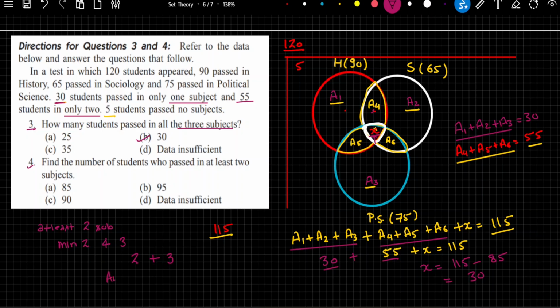So A4, A5 and A6. These 3 areas represent students who passed in exactly 2 subjects. And then students who passed in all the 3 are represented using X. So just add everything, and you get the answer. A4, A5 and A6, I know the value already, it's 55. And then X, we have just calculated, it was 30. So if you add this, you should get the answer as 85, which is option A. So we'll mark option A as your answer and move forward.